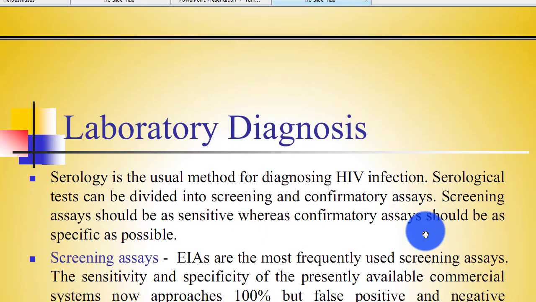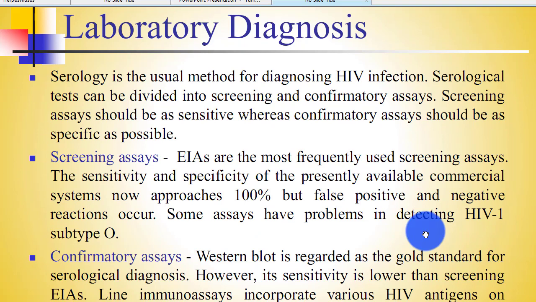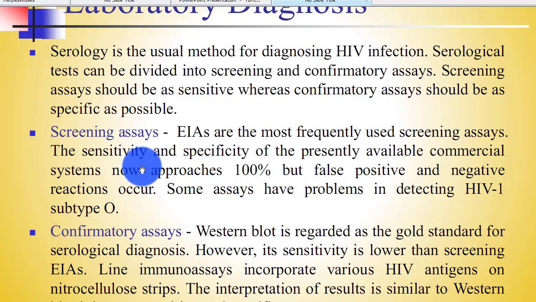Effective laboratory diagnosis. Serology is the usual method of diagnosis of HIV infection. Serological tests can be divided into screening and confirmatory assays. Screening assays should be as sensitive, whereas confirmatory assays should be as specific as possible. EIAs are the most frequently used screening assays.